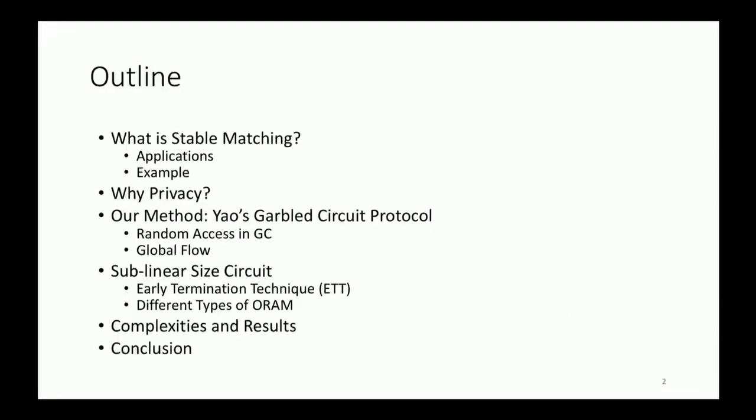This is the outline of my presentation. First, I'm going to talk about what a stable matching is, followed by a visual example. Then I will talk about why we need privacy in this task. Then I will talk about Yao's garbled circuit protocol, which we have utilized in our solution. The majority of my talk is dedicated to our two main contributions. The first one is a sublinear size circuit, and the next one is an early termination technique. I will compare the complexity of our computation with prior work, and we have done extensive experiments, which I will provide at the end.